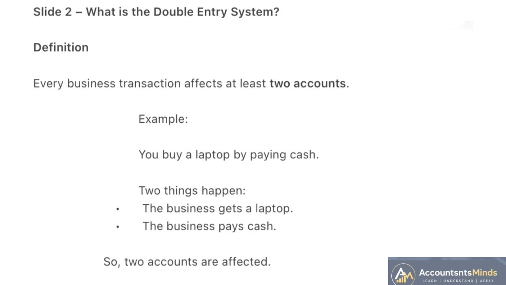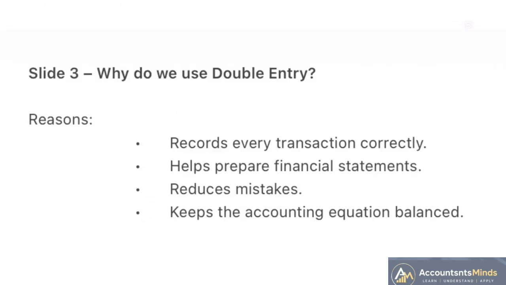Now that we know what it is, let's see why businesses use it. First, it records every transaction correctly. Second, it helps us prepare financial statements such as the income statement and statement of financial position. Third, it reduces mistakes because every transaction must balance. Finally, it keeps the accounting equation balanced. So, the double entry system helps businesses maintain accurate and reliable accounting records.